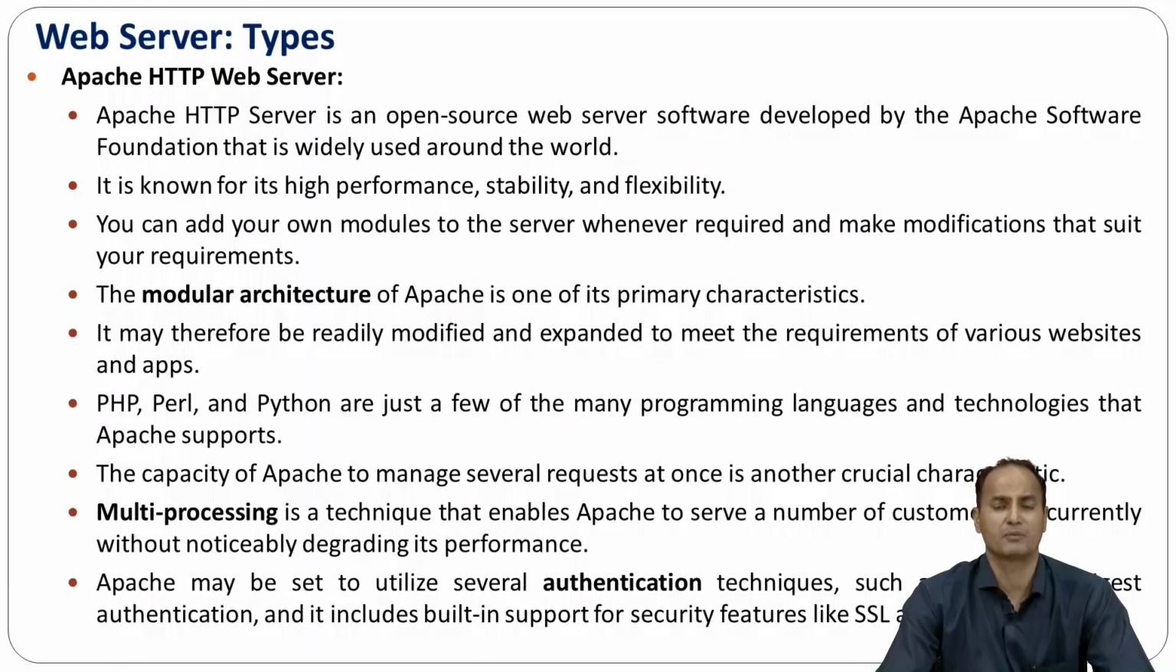There are various types of web servers available in the market. Among that, the first one is Apache HTTP web server. Apache HTTP server is an open source web server software developed by the Apache Software Foundation that is widely used around the world. It is known for its high performance, stability and flexibility. You can add your own modules to the server whenever required and make modifications that suit your requirement. The modular architecture of Apache is one of its primary characteristics.